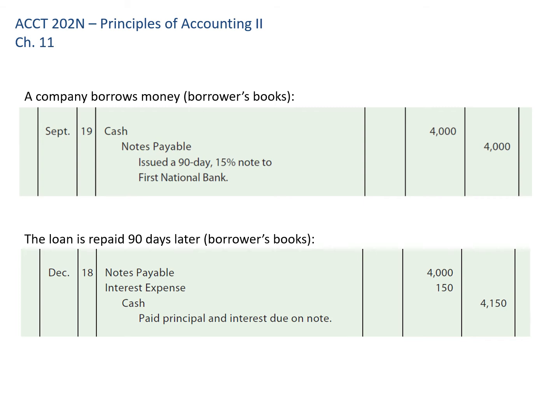Now, also keep in mind that if the term of the loan straddles the end of the year, we'll have to accrue interest in the first year and then record the interest for the portion that is accrued in the second year.